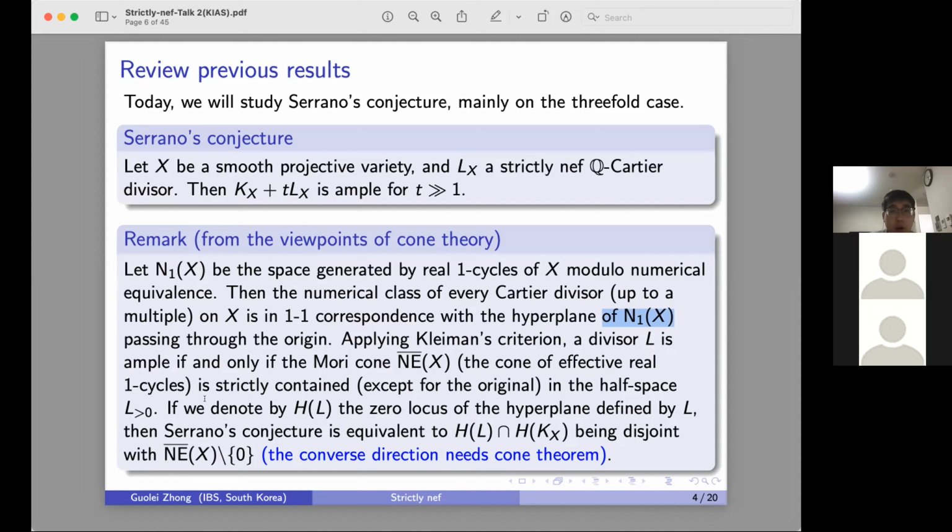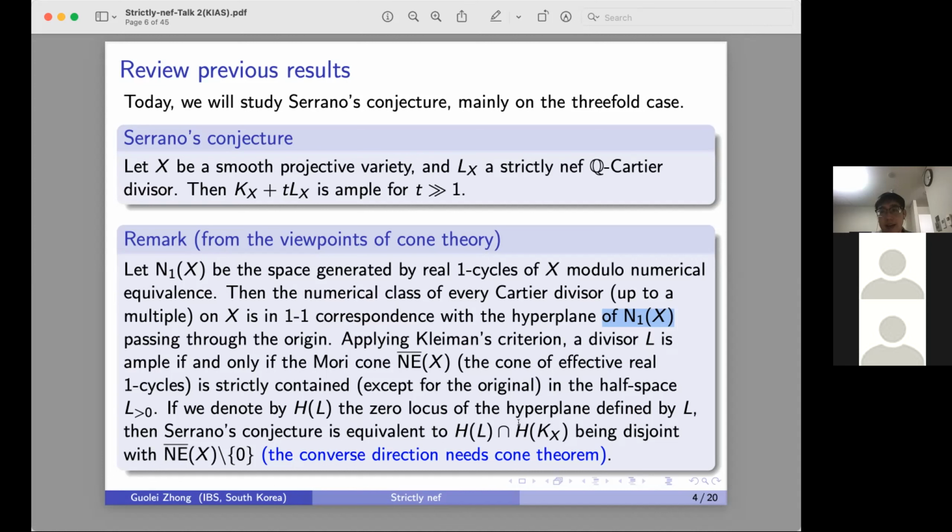If we denote by H_L the zero locus of the hyperplane defined by L, then Serrano's conjecture is equivalent to the intersection of H_L and H_{K_X} being disjoint from the Mori cone. One direction is easy: if you find an extreme ray alpha in the Mori cone such that L times alpha is 0 and K_X times alpha is 0, then (K_X plus t L_X) times alpha is still 0. So if the intersection is not disjoint from the Mori cone, then K_X plus t L_X is not ample. In other words, the ampleness of K_X plus t L_X forces these two to be disjoint.